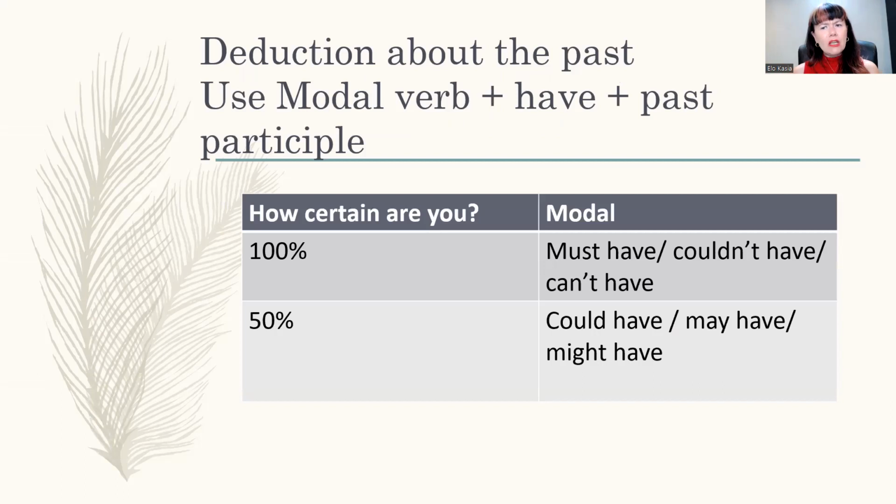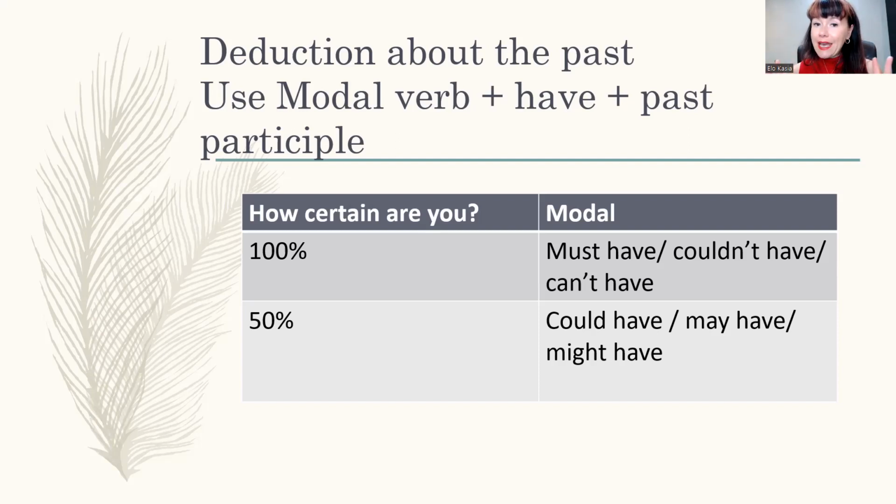Okay, so in the lesson for beginner students, we talked about making deductions about the present, yes? So we used sentences such as he must be a chef, she must be a doctor, and so on. Here we are going to learn how to make deductions about the past, so about something that happened in the past. And how do we do that? We use a modal verb plus have plus past participle.